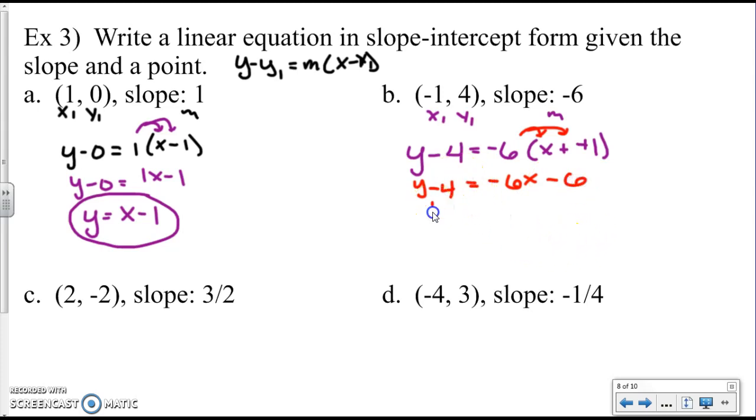And then my next step would be to get the y by itself. So we're going to add 4 to both sides. Negative 6 plus 4 is negative 2. So our answer is y equals negative 6x minus 2.